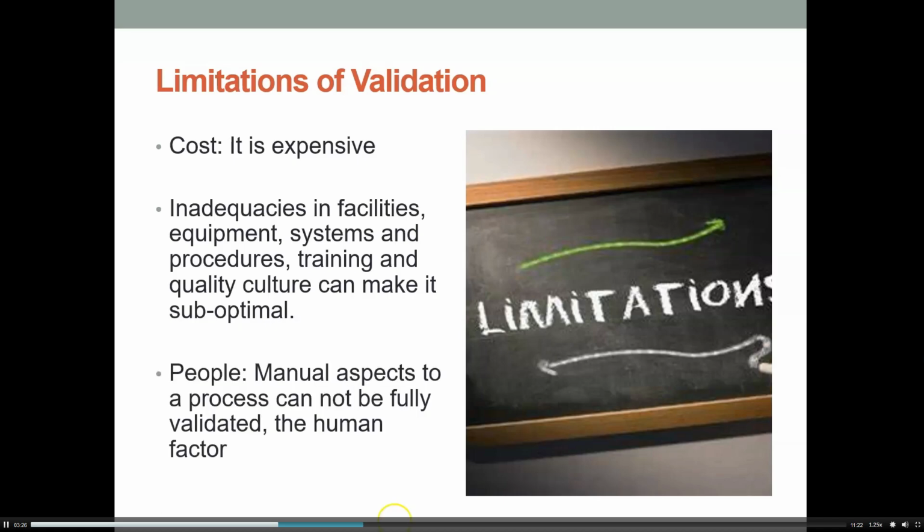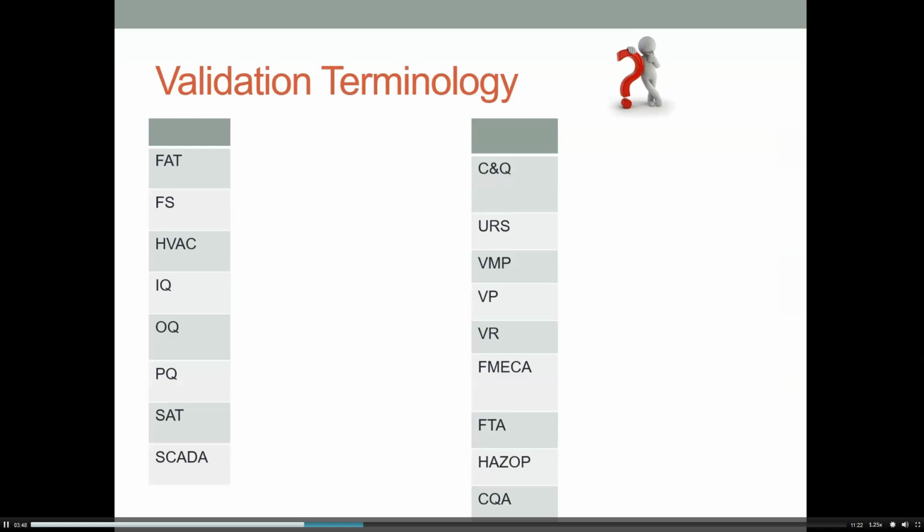People. Manual aspects to a process you can never fully validate for, so there's always a human factor, both in terms of performing your actual validation, but also in the general operation of your equipment subsequent to that. So that's where training, education, and experience are really important, that you have the right people and you train them correctly.